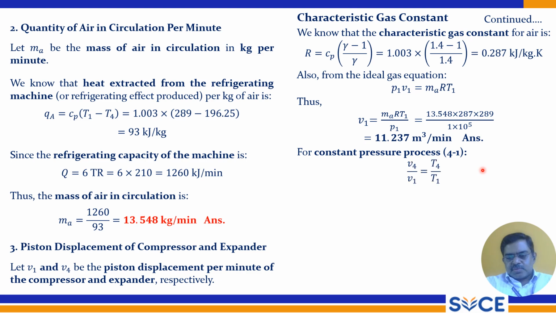And during constant pressure process, V4 divided by V1 equal to T4 divided by T1. So we know the V1. So V1 into T4 divided by T1 equal to V4. So V4 is 7.63 meter cube per minute. So this is during the constant pressure process.